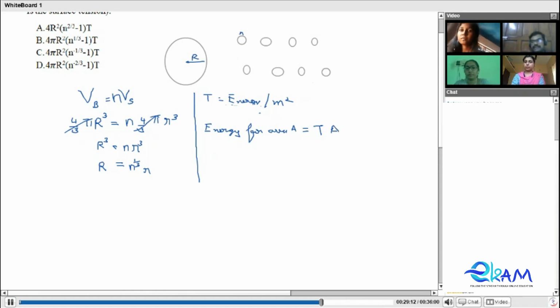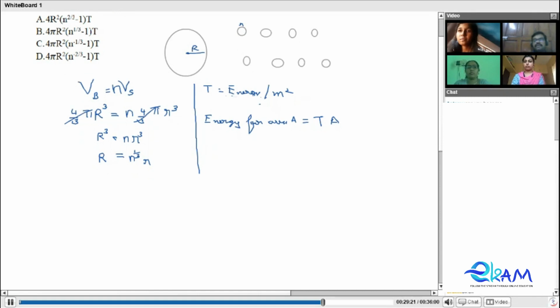Okay. But in the question, I think they are asking for the change in energy. They don't want the total energy. They only want the change in energy. So we can just modify this equation that Sonia said: instead of energy, we will write change in energy, because they are not asking for the total energy. The change in energy, or the increase in energy, is equal to surface tension multiplied by change in area. Clear? Here they are not asking for the complete energy of the drop.